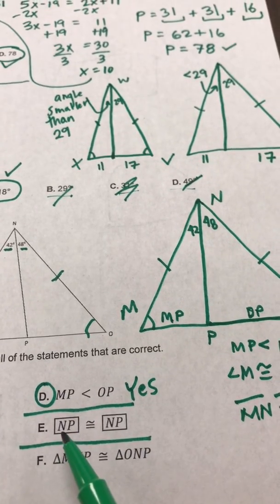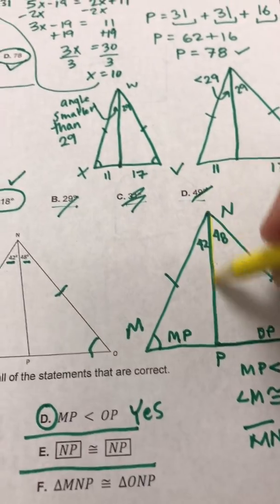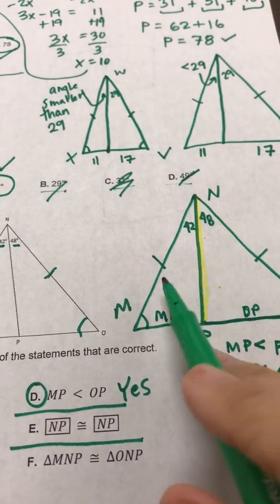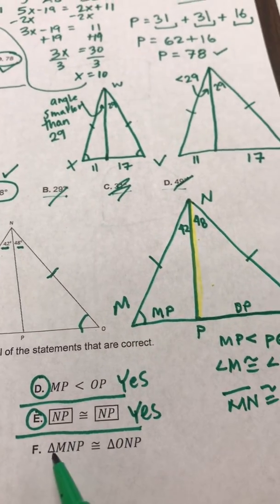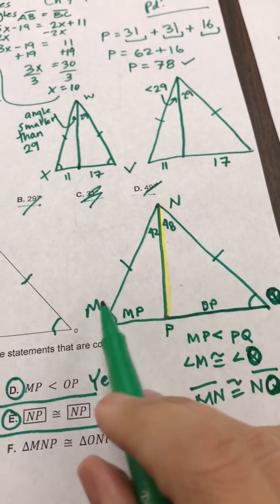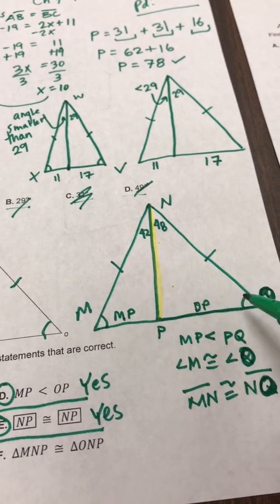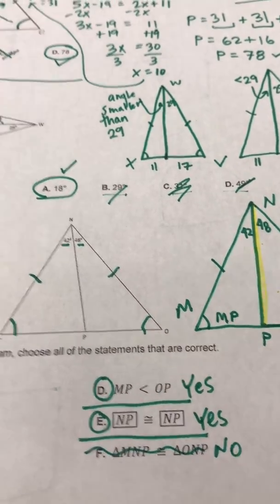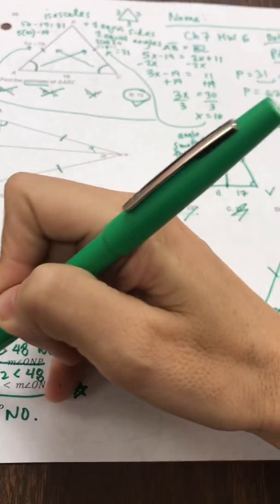Then is NP equal to NP? Well, that's got to be true. That's reflexive. This line segment is the same line segment and is shared by both sides, so this has to be a true statement, yes. And last, are the two triangles congruent? Well, I think it's pretty obvious that they're not. The two angles are not congruent. This triangle on the right looks quite a bit bigger than the one on the left, so that's going to be a big no. Again, taking a look, we have no, yes, no, and then yes, yes, no.